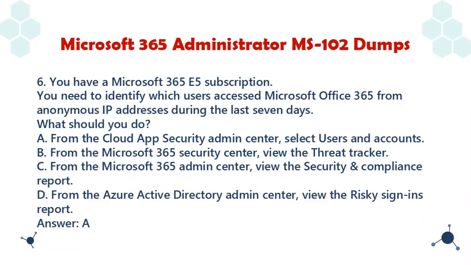6. You have a Microsoft 365 E5 subscription. You need to identify which users accessed Microsoft Office 365 from anonymous IP addresses during the last 7 days. What should you do? A. From the Cloud App Security Admin Center, select Users and Accounts.